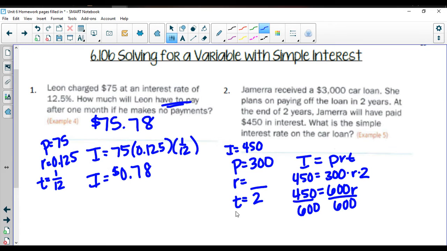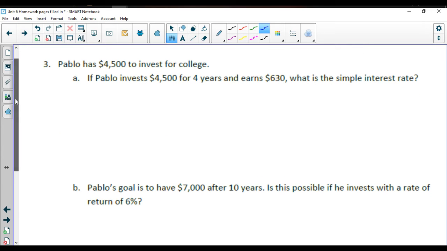And that's going to give us, oh, I missed a 0 here. So 450 divided by 6,000 is going to give us 0.075, which is R. And again, we have to move the decimal point over. So she has a 7.5% rate here.